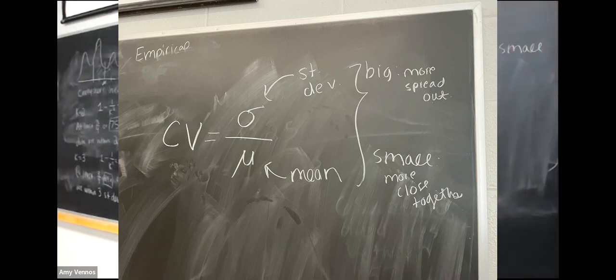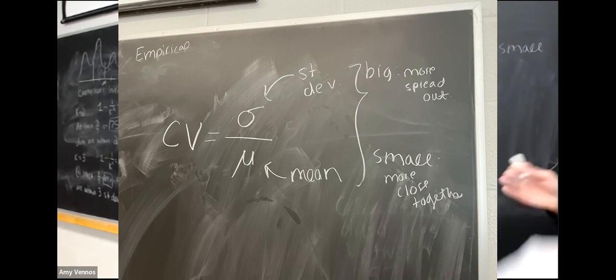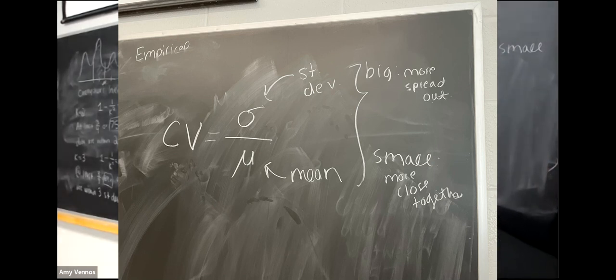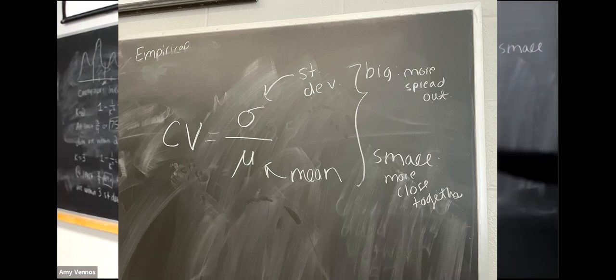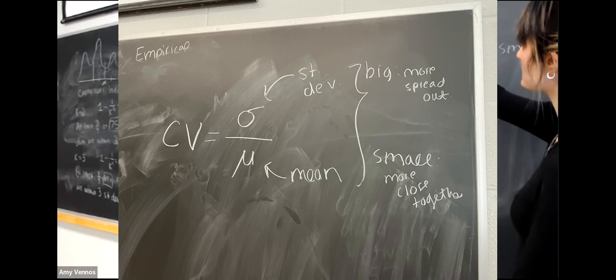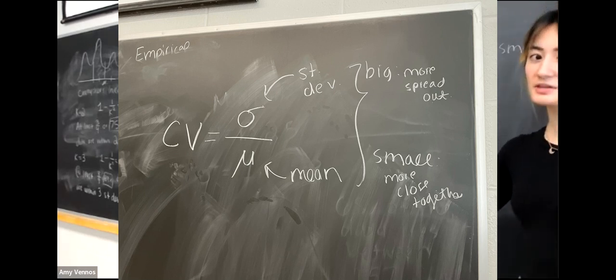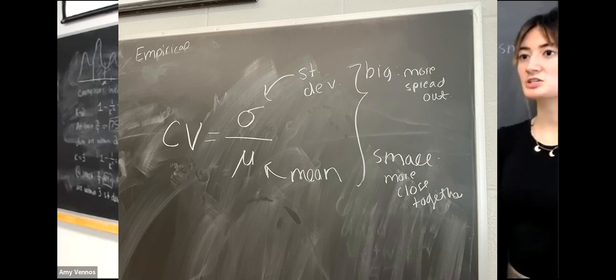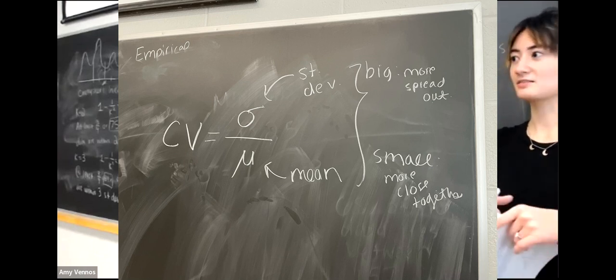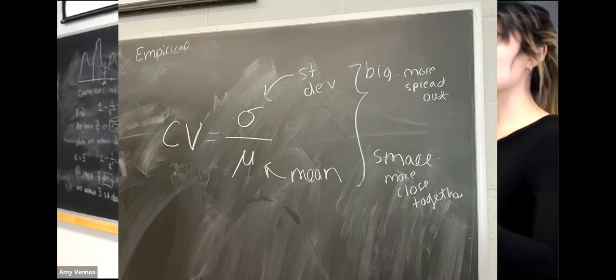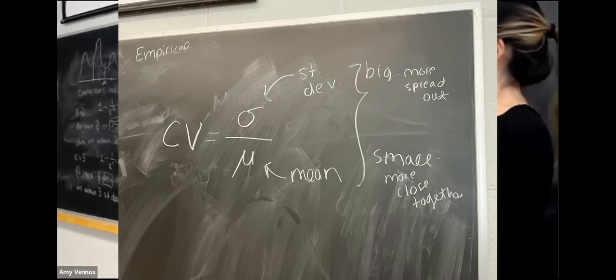Okay, if this equation here, the coefficient of variation, is a big number, do you think the data is more spread out, or more close together? Let's just think about it. The standard deviation tells us how spread out things are, right? So if the standard deviation is really big, we have a really spread out data set. And if the standard deviation is really small, we have a very close together data set.